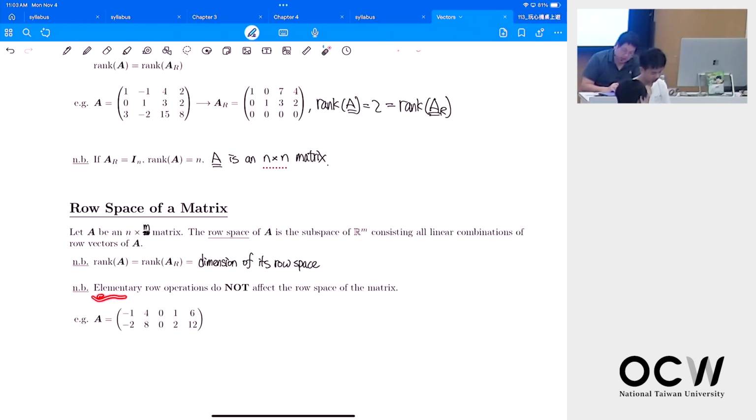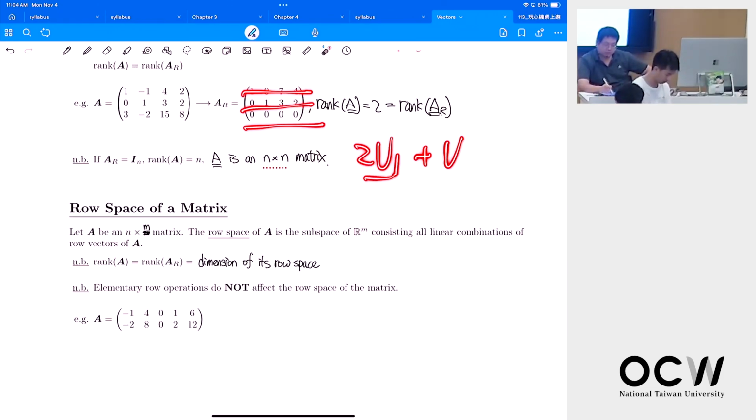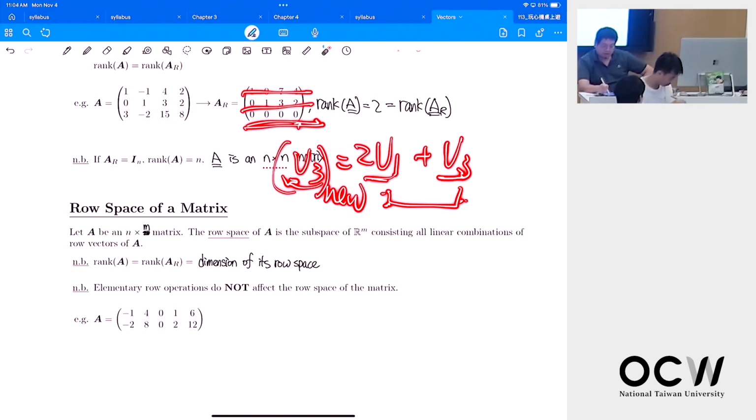The elementary row operations do not affect the row space, okay, because you can see that this equation add 2 times to the second equation, or this equation times 4 to the third equation. They are just doing the linear combination, right? V1, V2, V3, 2V1 plus V3 will become a new V3. When they do the elementary row operations, it is like a linear combination. So they will not affect the row space of a matrix.